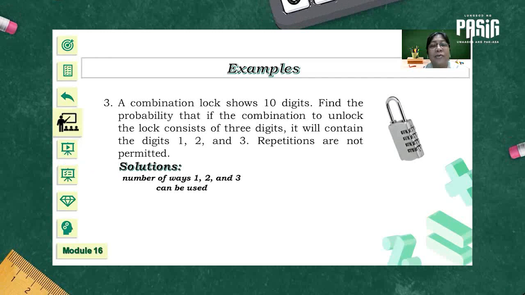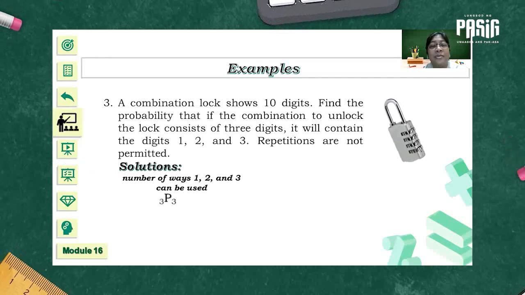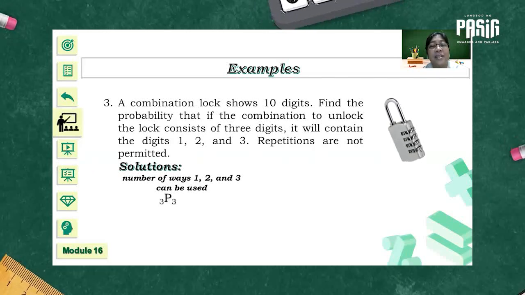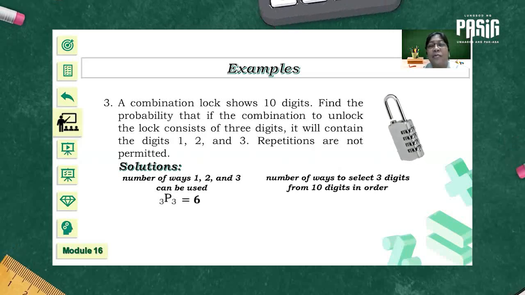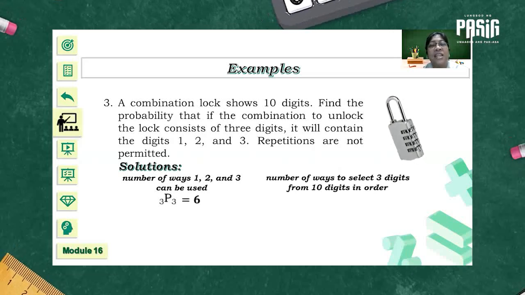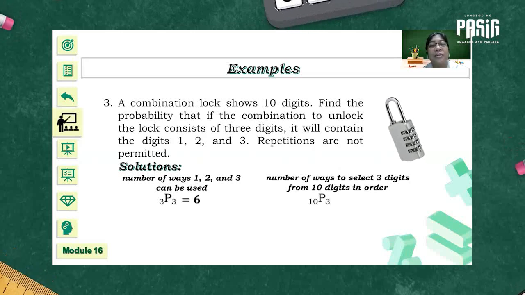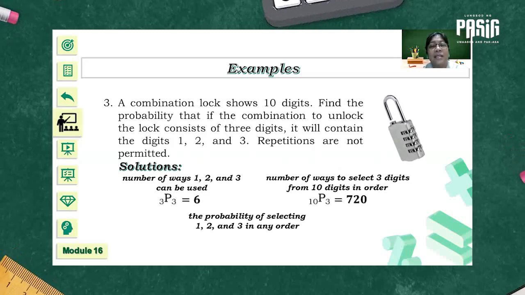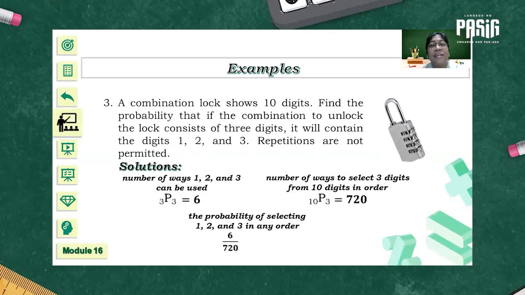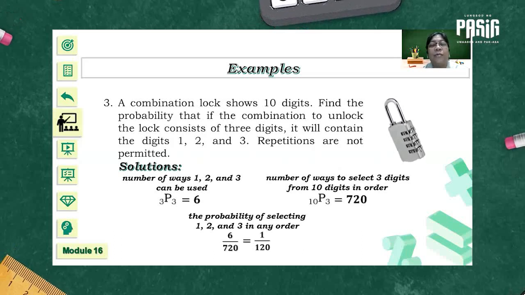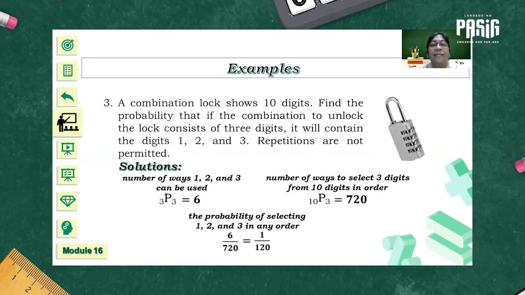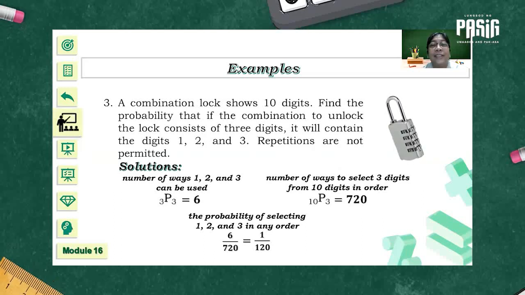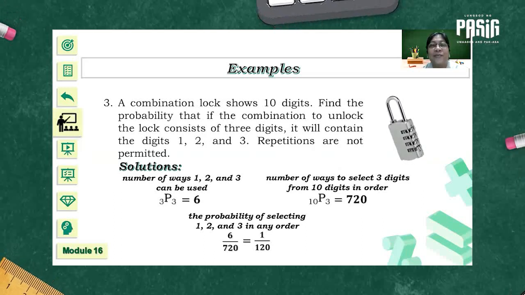Therefore, the number of ways 1, 2, and 3 can be used is permutation of 3 taken 3, which is equal to 6. And the number of ways to select 3 digits from 10 digits in order is permutation of 10 taken 3, which is equal to 720. Therefore, the probability is 6 over 720, or simply 1 over 120. Is it clear? I hope so.